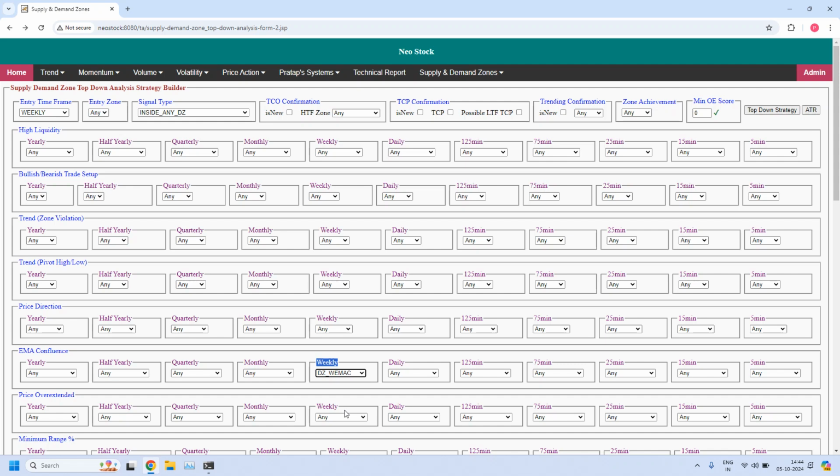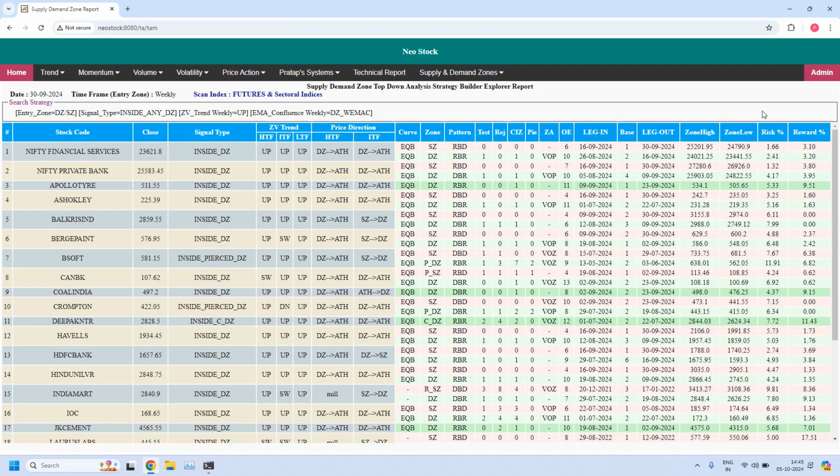But remember, trend should always be uptrend in weekly because you selected entry time frame as weekly. So in the LTF, that is weekly trend, zone violation trend, I'm selecting uptrend. In a sideways market, EMA confluence does not add any advantage. So with both the combinations, let's see how many stocks will filter. See, now the list is reduced. Still it is a big list, but reduced compared to the earlier.